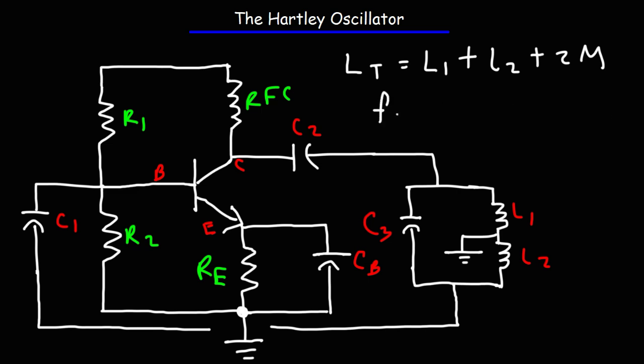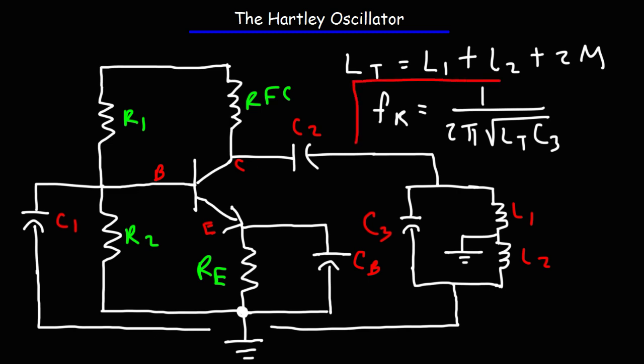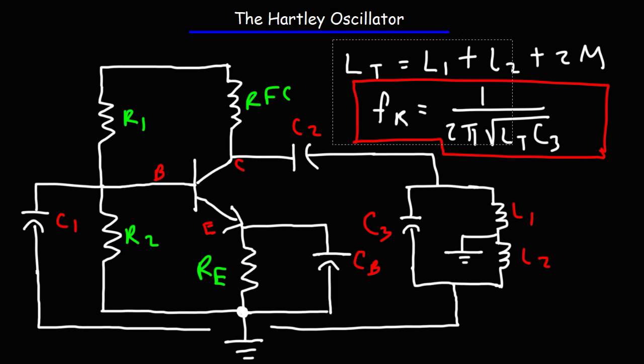Now the resonant frequency of this LC network is going to be the same formula as always, 1 over 2 pi times the square root of LC. But it's going to be LT times C3. So that's the formula you need to calculate the resonant frequency of this particular circuit. Now let's talk about the output of this circuit.